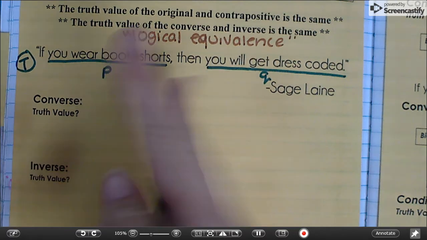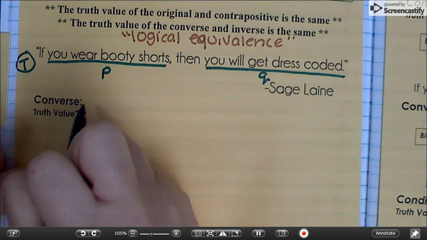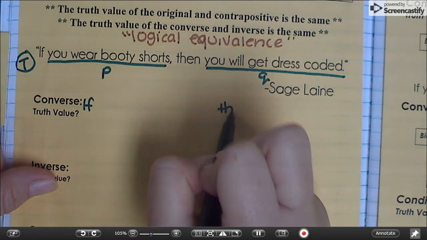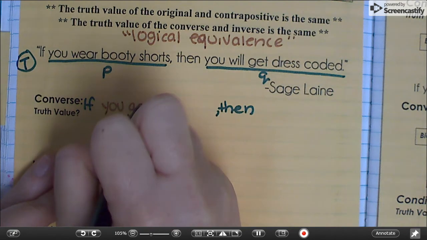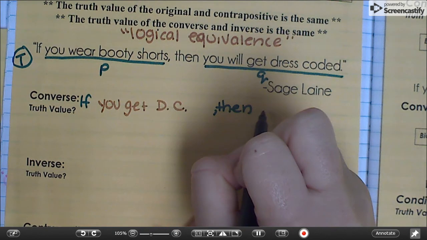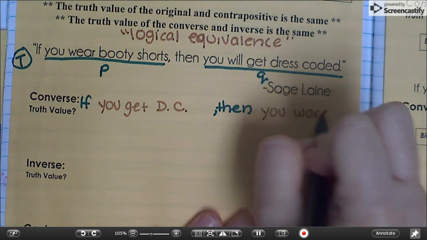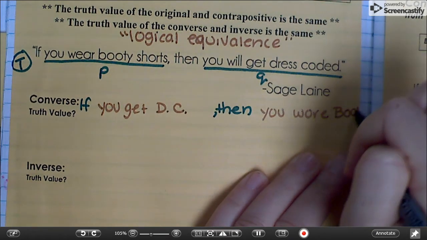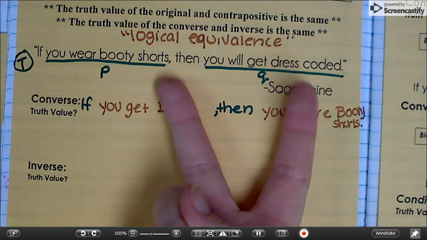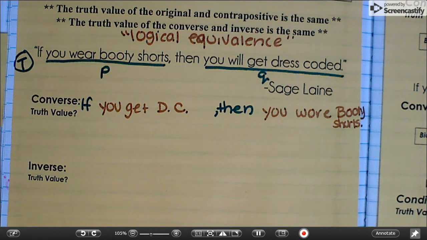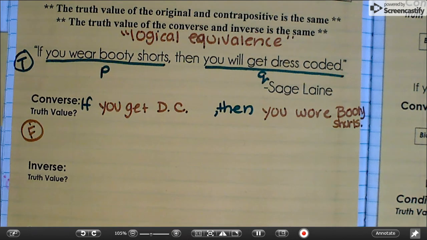Converse, remember, is to switch the hypothesis and the conclusion. But the if and the then stay in place. So if you get dress coded, then you wore booty shorts. That's the converse. These get switched. And as far as truth value, could you get dress coded for anything other than wearing booty shorts? Of course. So this is false. You could get dress coded for wearing your shirt too low. That would be a counterexample.